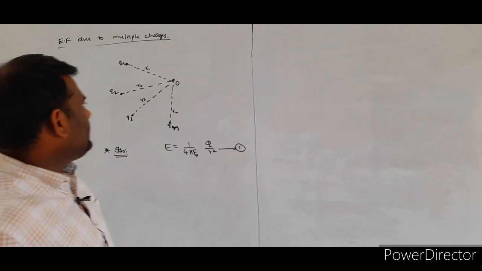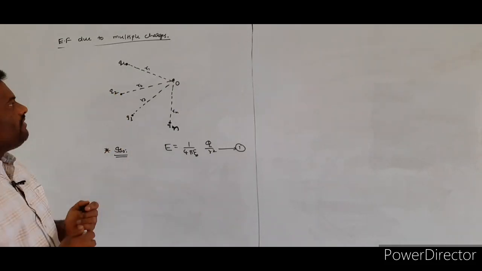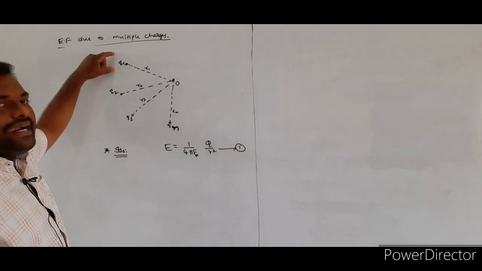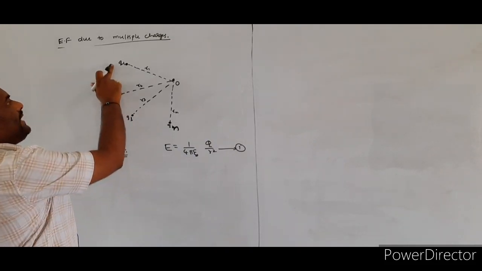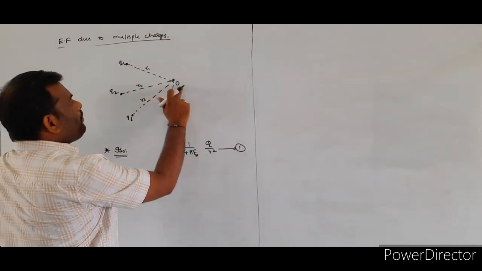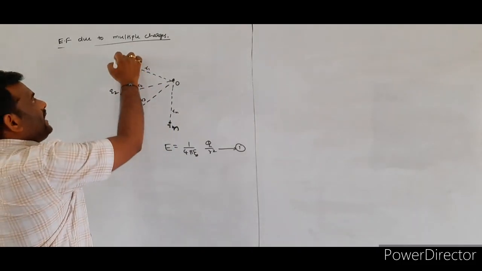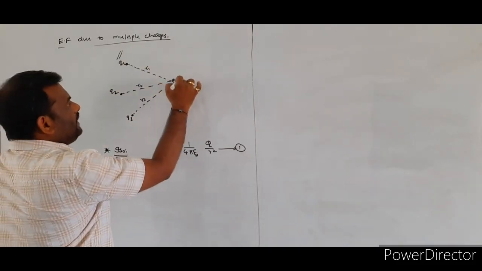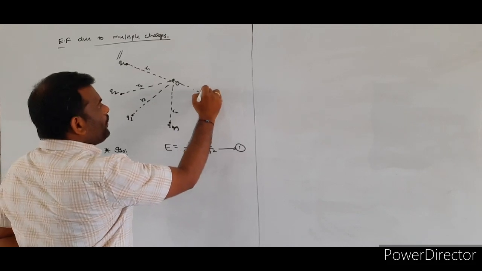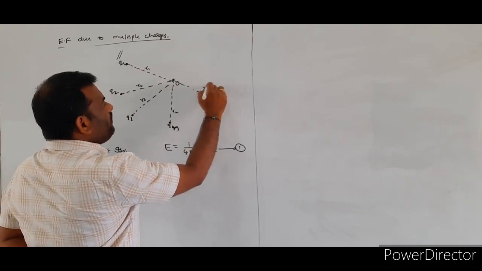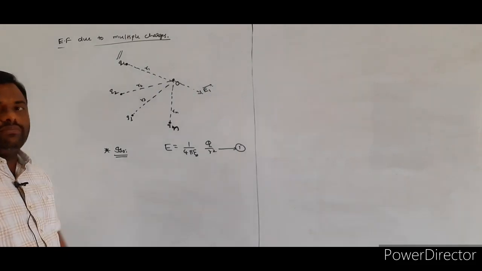Here also we consider the same situation. First we consider the charged particle Q1. From the charged particle Q1, the position of the point O will be given by R1. So I am assuming that due to the first charge Q1, the electric field intensity produced at the point O will be given by E1 bar.